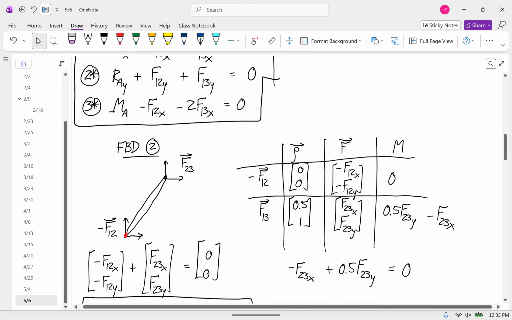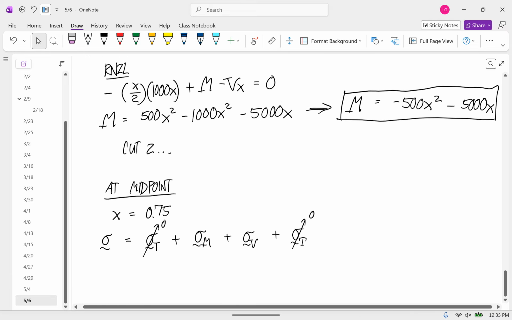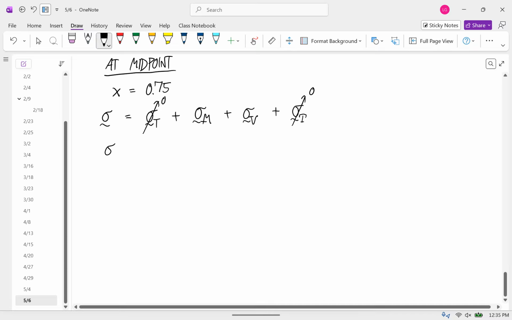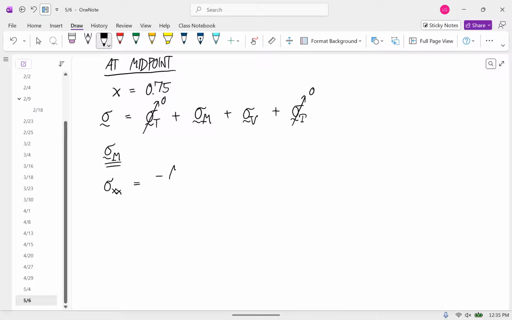And I guess I'll start with bending moment. So the stress due to the bending moment is an XX stress, and it's equal to negative My over I. I is 1/12 times the base, 0.05, times the height cubed, so that is 0.00135.